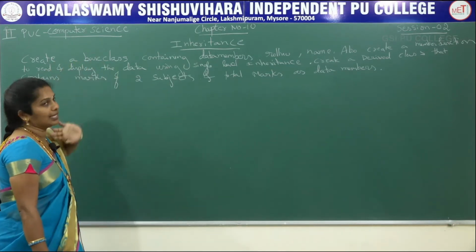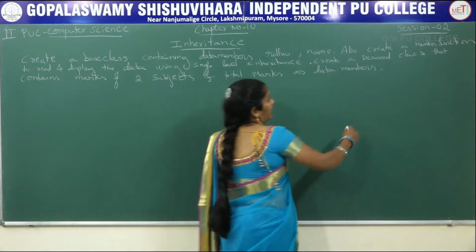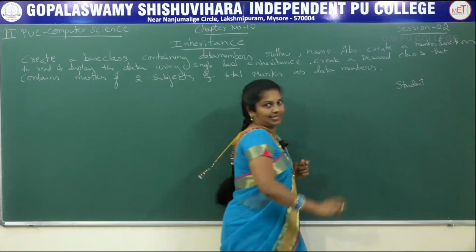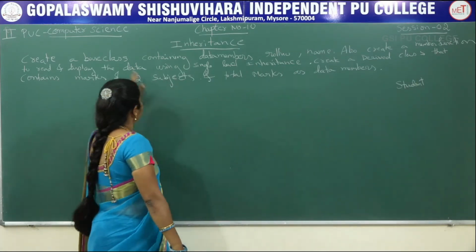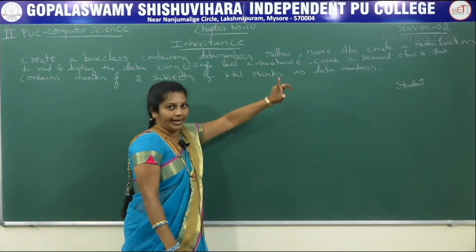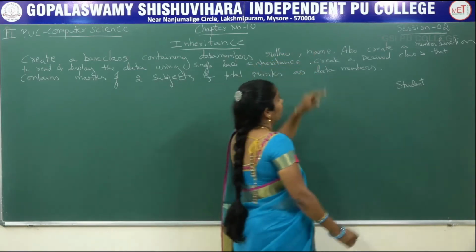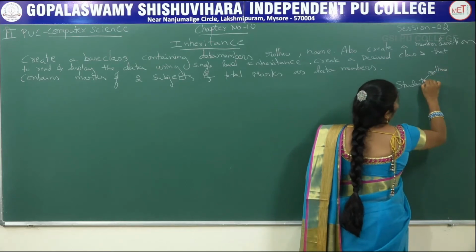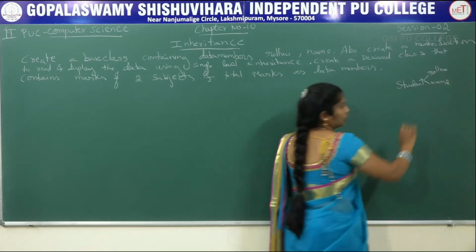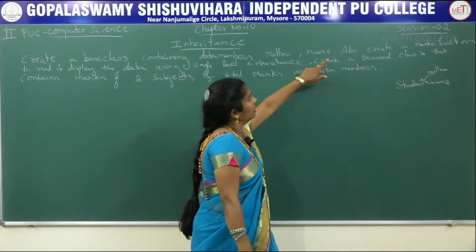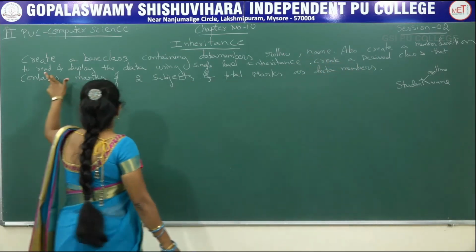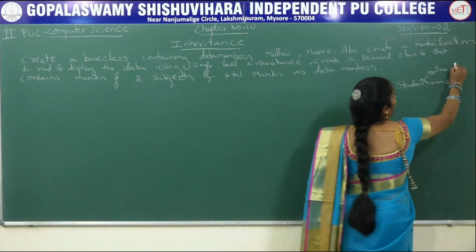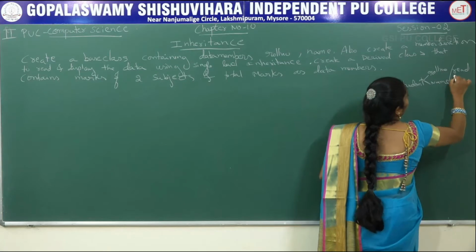You have to create one base class. There I am going to take student as the base class. In this base class, we have two data members. One is roll number and one more is name. Two data members we have collected. I also create a member function to read and display. Whatever data members you have selected, you have to read and display.